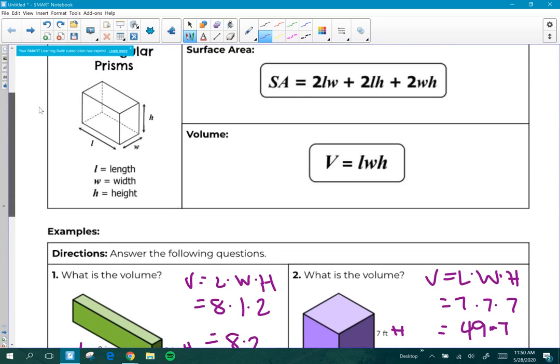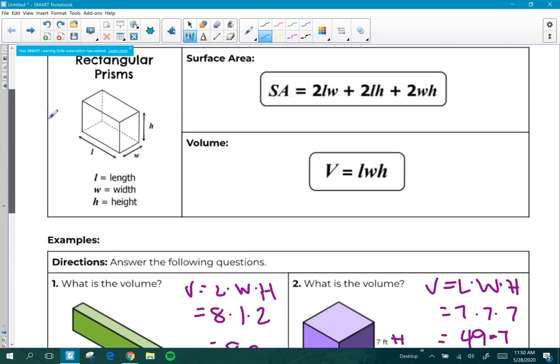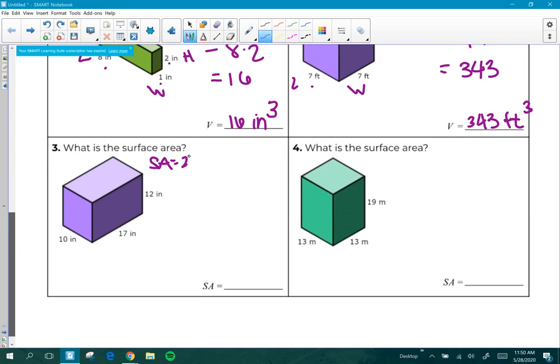So these two say, what is the surface area? So I'm going to copy down this nice long formula. So surface area equals 2, it's a very sloppy 2, length times width plus 2 length times height plus 2 width times height. So what that's doing is finding the area of every single face of that shape. It's finding the area of the top, the bottom, the left, the right, the front, the back, and adding it all up.